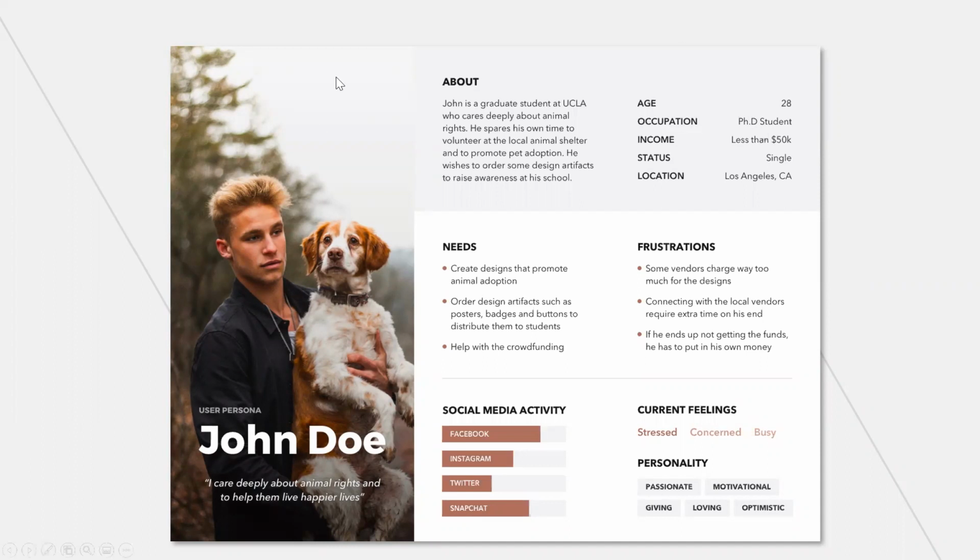So as you see over here in a persona, now this does change based on the company that you're working at, but you'll have a photo, some sort of a name, a quote to help give a little bit of life to the person or the people that you're trying to kind of include.